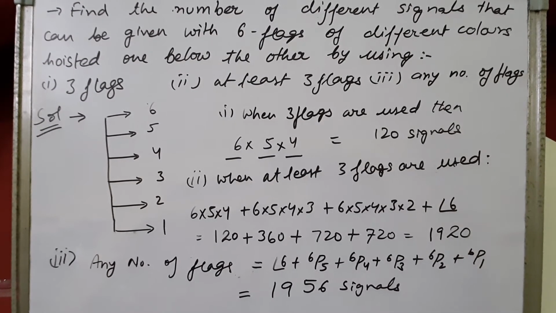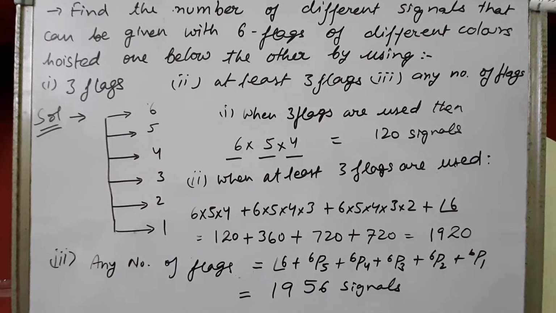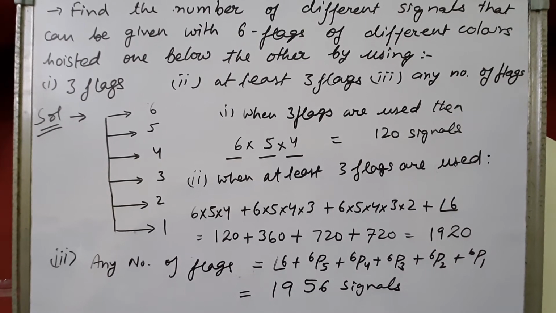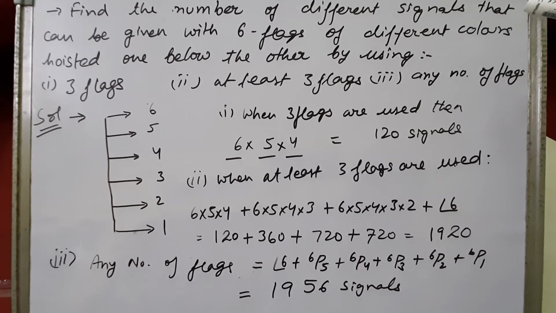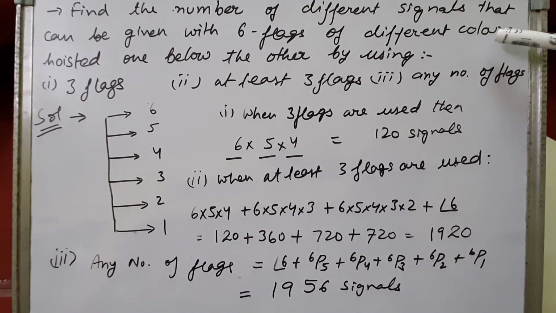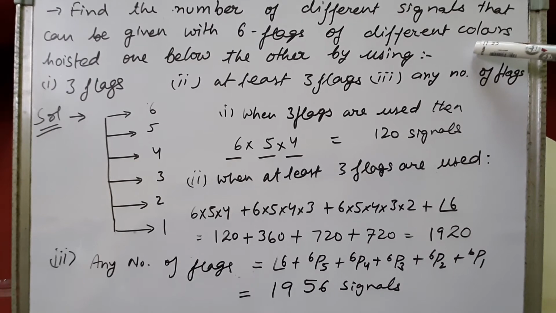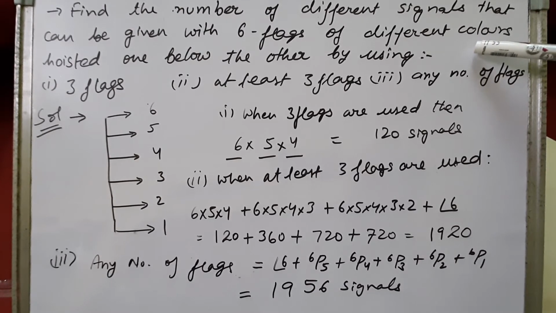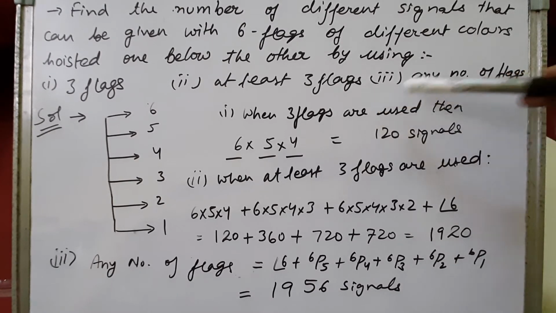Let's see another sum, children. In this sum it is given: find the number of different signals that can be obtained with 6 flags of different colors hoisted one below the other, using at least 3 flags, or any number of flags. Now this question has 3 parts. In the first part, we have to make the number of signals using 3 flags from 6 different flags.